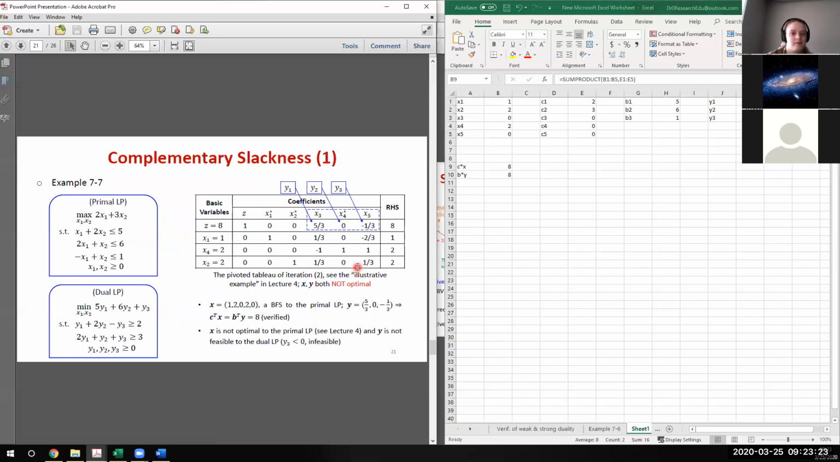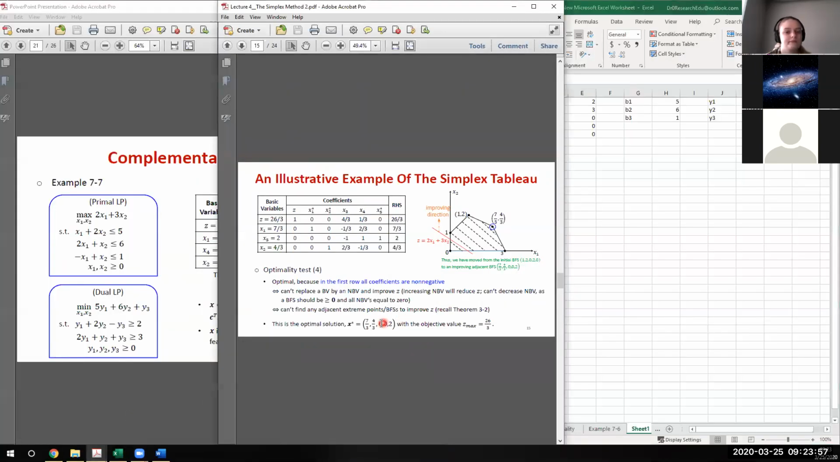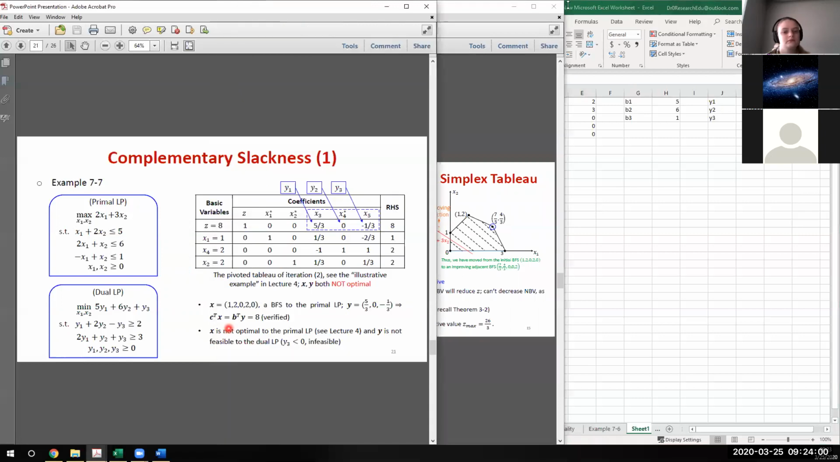Let's see an example, continuing the previous example. Previously we verified this x, which is a basic feasible solution, but it's not optimal to the primal LP. The corresponding y is this, because I can directly read it, and I've already checked that c^T x equals b^T y equals 8. Now, x is not optimal. We know it, because the optimal solution should be 7/3, 4/3, 0, 0, 2.